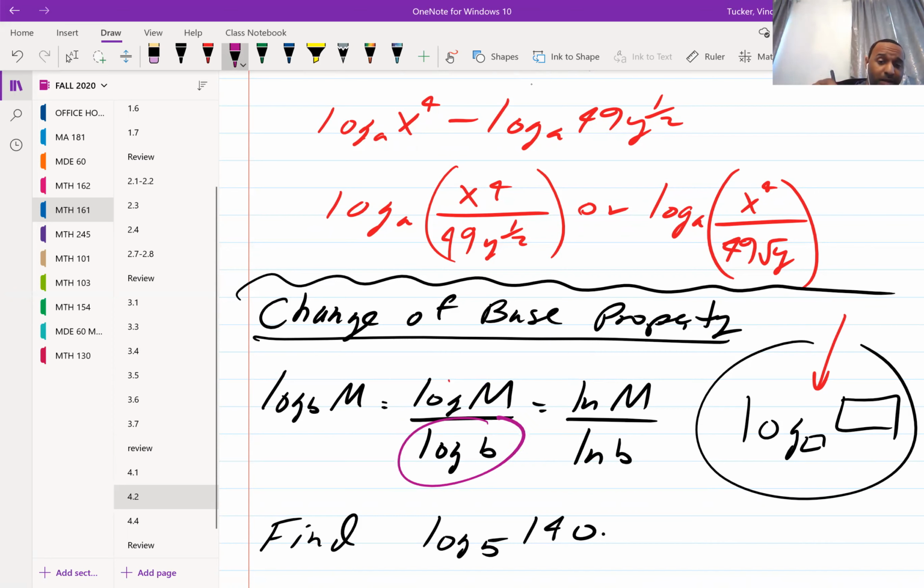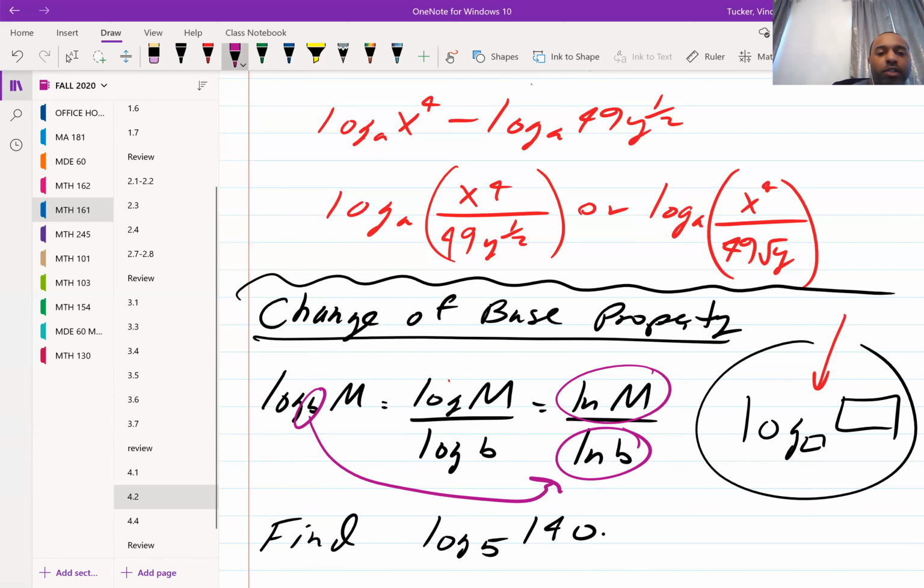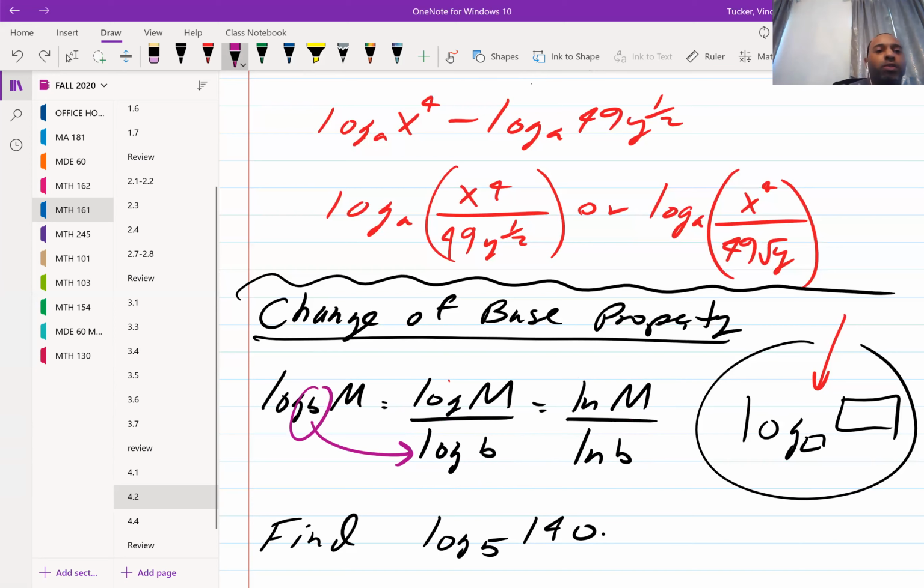Notice the b is on the bottom, when you think about basement. So whatever your base is goes down here. Or you can use the natural log of m over the natural log of b. Once again, your b goes down into your denominator. And I'll show you in a second, whether you use common log or natural log, it doesn't matter. Either way, you'll get the same answer ultimately.